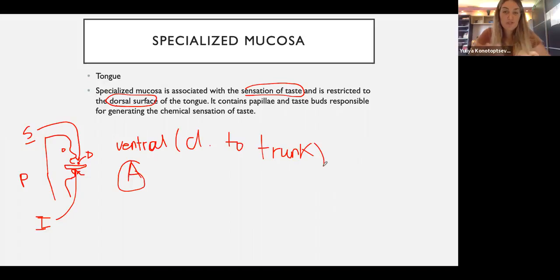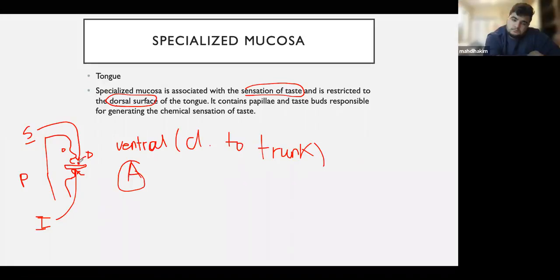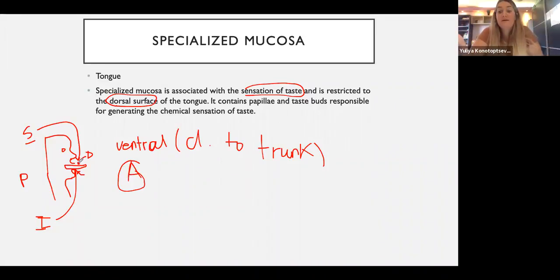So do you understand why the superior surface is the dorsal one? Because it is kind of facing away from the trunk, right? If I stick my tongue out right now, I apologize for the view, which one is closer to the body? Of course, the under tongue, right? So the part which is the under tongue is the one which is facing the body. So the under tongue is the ventral surface. The dorsal surface. Specialized mucosa is located only on the dorsal surface of the tongue, only.